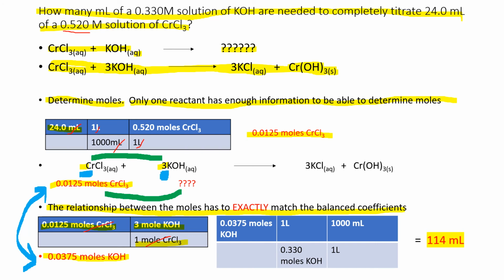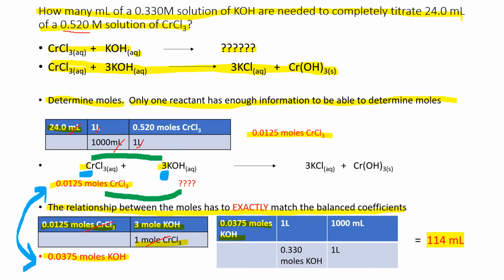We still didn't fully answer the question yet. The question said how many milliliters of that solution are needed. Well, I have moles, I have the concentration in molarity. I can now figure out the volume. I start with my 0.0375 moles of the KOH. To get from moles to a volume, I can use the concentration, 0.330 molar.